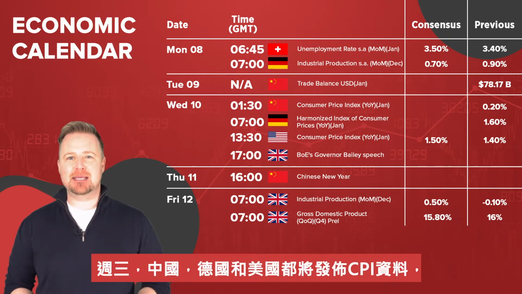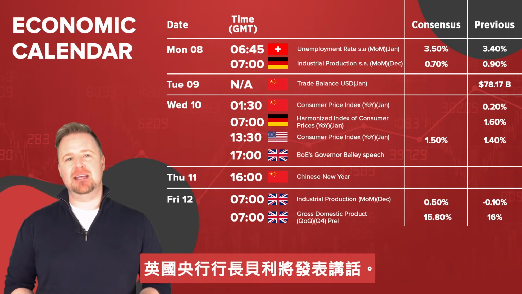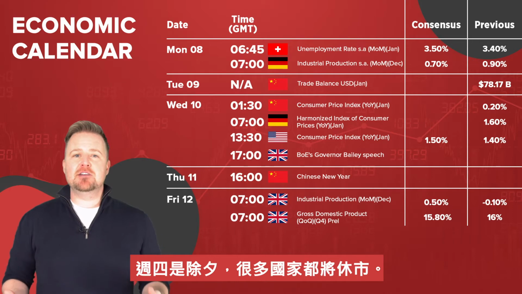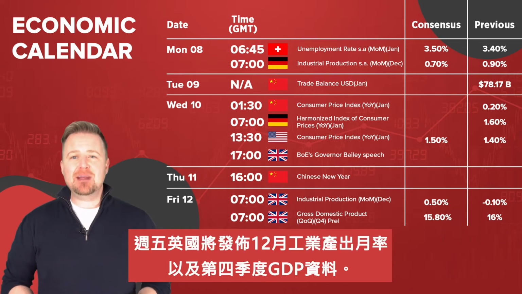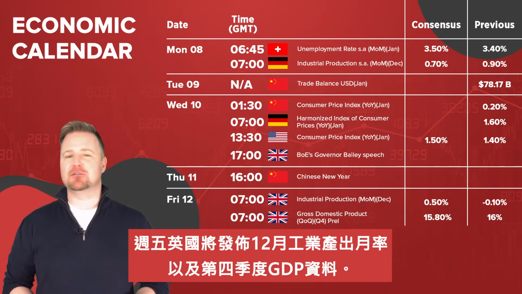Wednesday is China CPI, German CPI and US CPI, as well as a speech from BOE Governor Bailey. Later in the week, a number of markets will close for the Lunar New Year. Then on Friday, we have industrial production and the latest update on Q4 GDP from the UK.